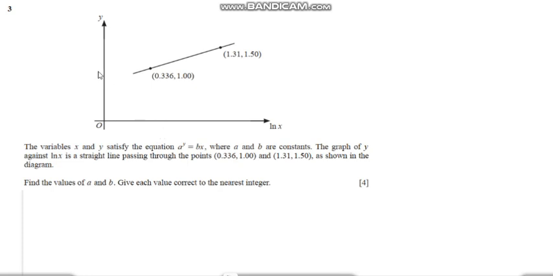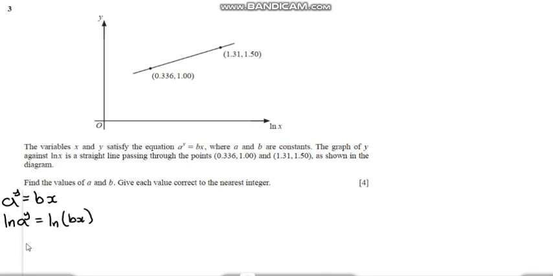In this question, we are given the graph of y against ln x, and given this exponential equation, a raised to the power y is equal to bx. The first thing that comes to our mind is that we need to express this equation in linear form, and in order to do that, we find the natural logarithm of both sides, and that will be ln a^y = ln bx.